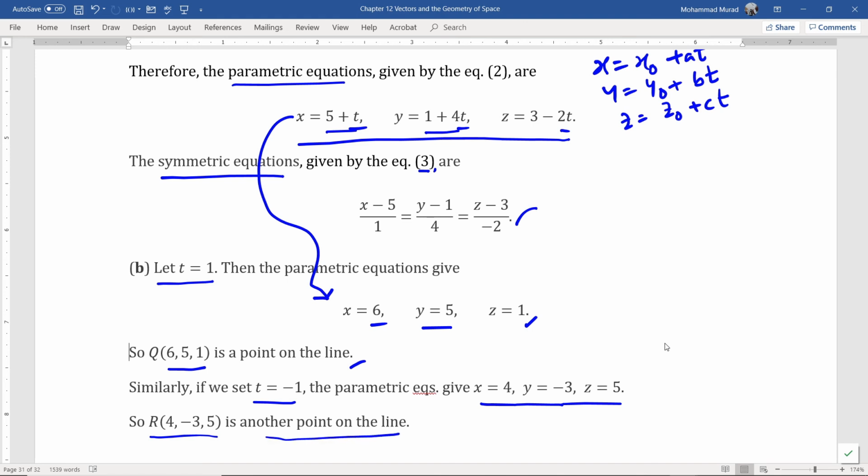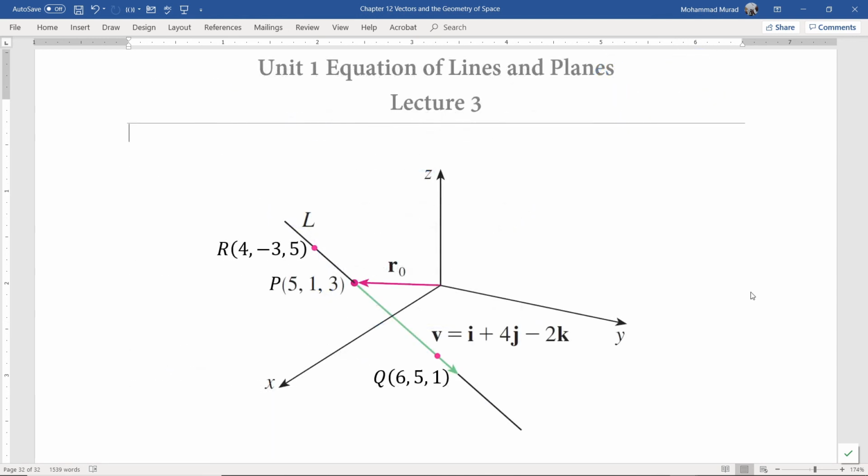For every real number t, we have a point on the straight line. We just generated 2 points other than the point given in the question. And this figure illustrates the work we've done. So we obtained the parametric and symmetric equations of this straight line, which is passing through the point P with coordinates 5, 1, 3. And the line is parallel to the vector i plus 4j minus 2k.